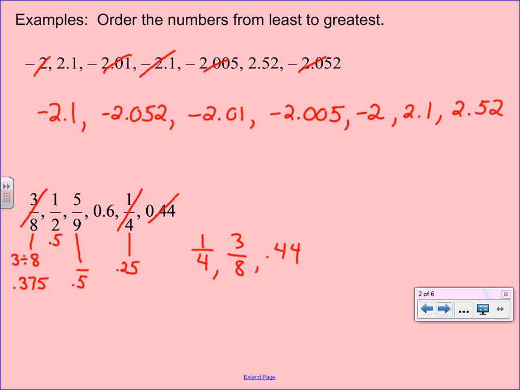Now we've got 0.5 and we've got 0.5 repeating. You could think of 0.5 as 0.50, and 0.55 would obviously be in a similar representation as 0.5 repeating, so we can see that 0.5 is smaller. So 1/2 would be next, followed by 5/9, and then 0.6 rounding out the list.